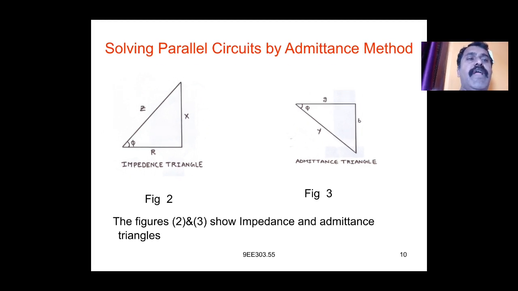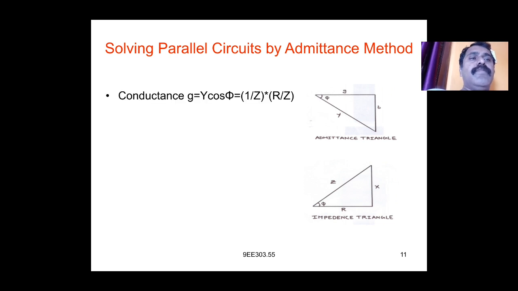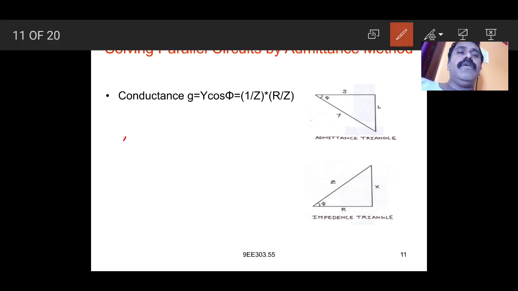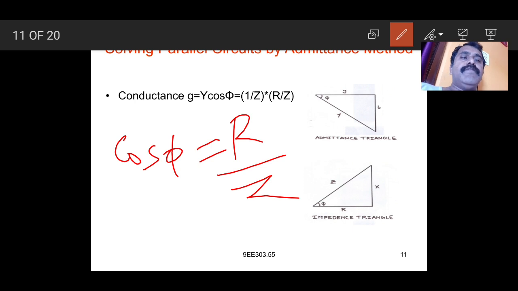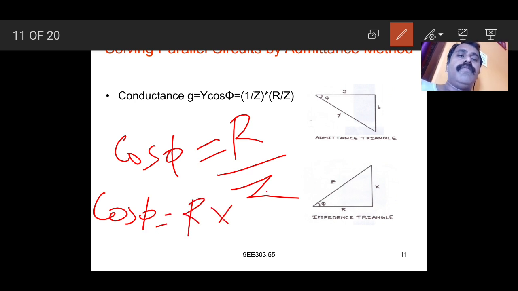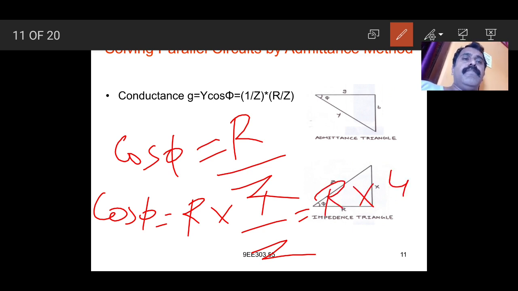Figures 2 and 3 show the impedance and admittance triangle. Here conductance G is equal to Y cos phi, which is equal to 1 by Z into R by Z. Again we know from this, cos phi is equal to R by Z, and 1 by Z we can substitute with Y. So cos phi is equal to R into Y, so that we can write G is equal to Y cos phi.